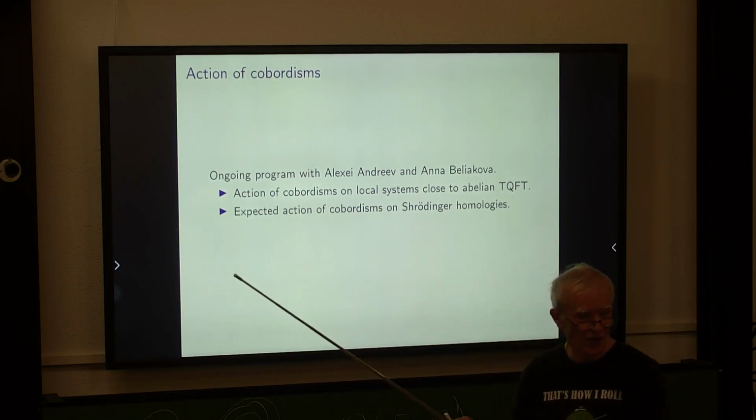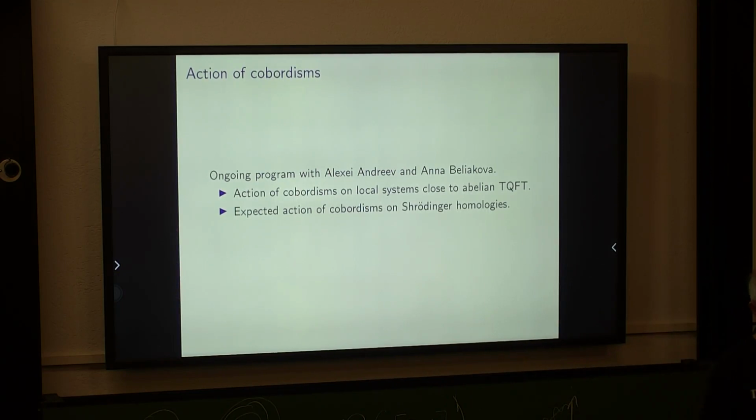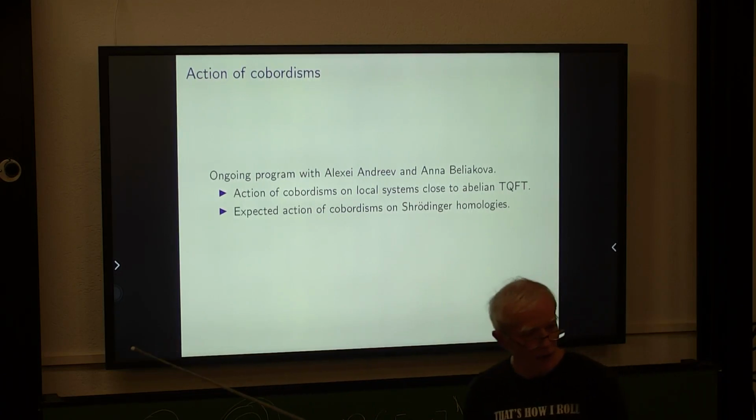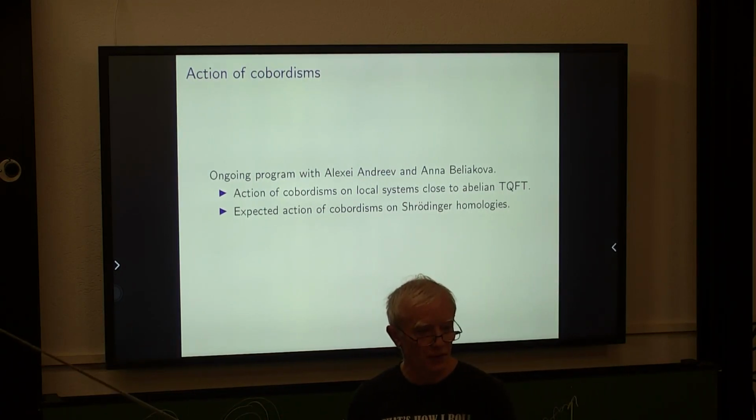So the first question, if you want to extend to TQFT, is about understanding action of cobordism on the local system. And more or less we understand this, and it is very close to abelian TQFT. I will not give details, but we have a paper with Alexei and Anna on arXiv where we study this. And we expect an action of cobordism on Schrödinger homologies, meaning that we expect that from this construction we will produce a full TQFT.